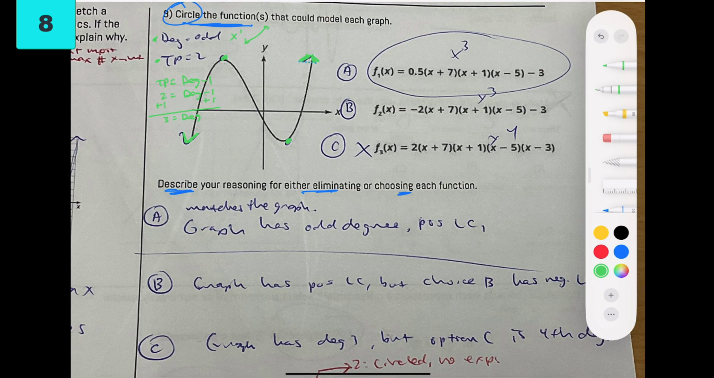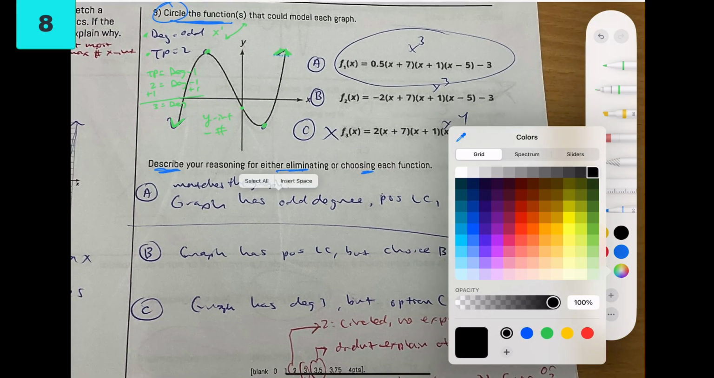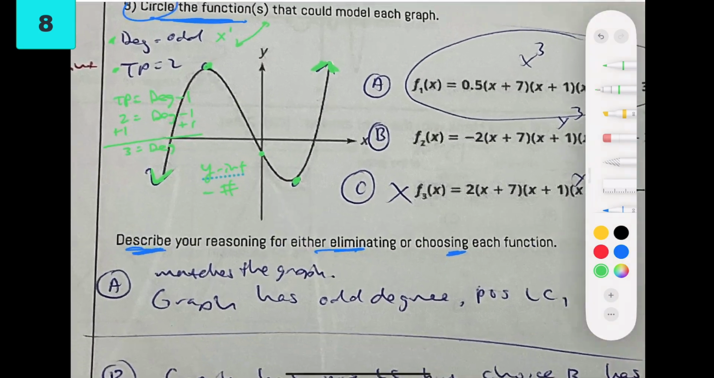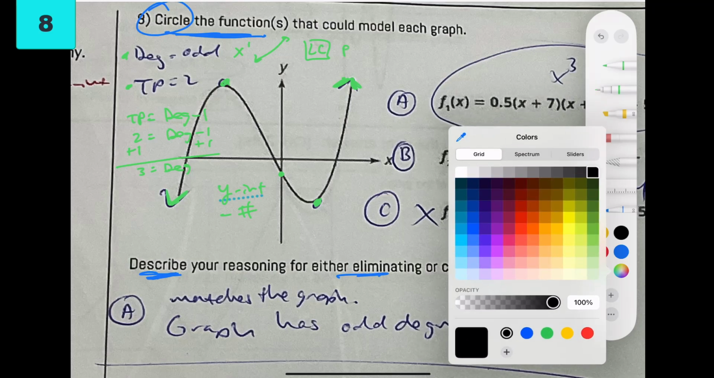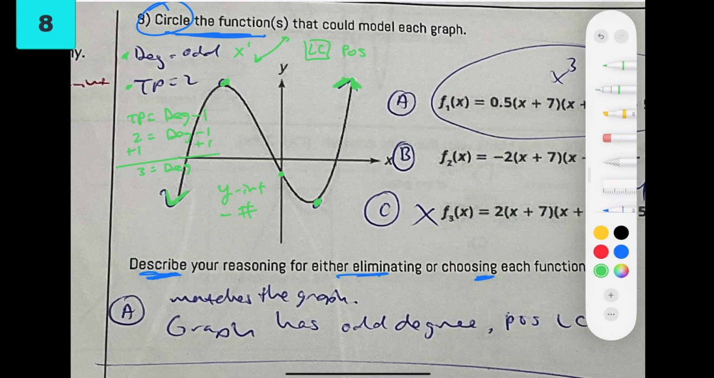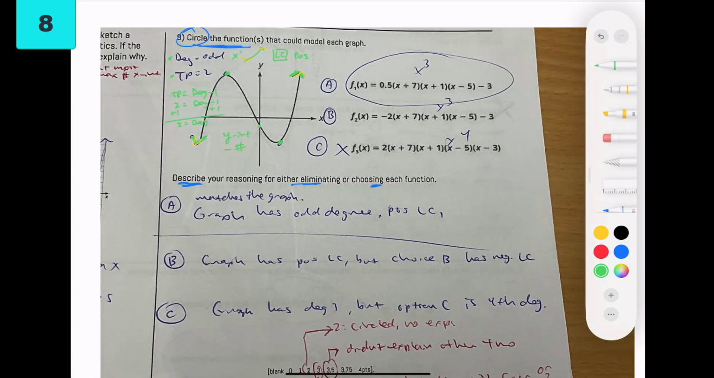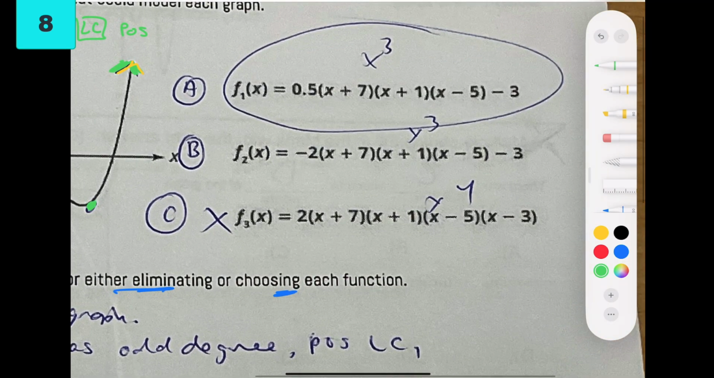Something you can also think about is your y-intercept is going to be a negative number. And my leading coefficient, LC, is going to be positive. I know that because my arrows are in the same position as this one. Okay, so let's go through each of these now.